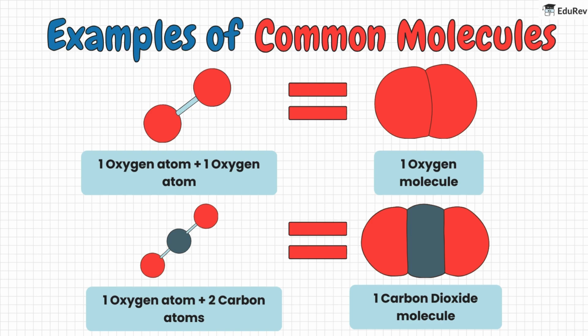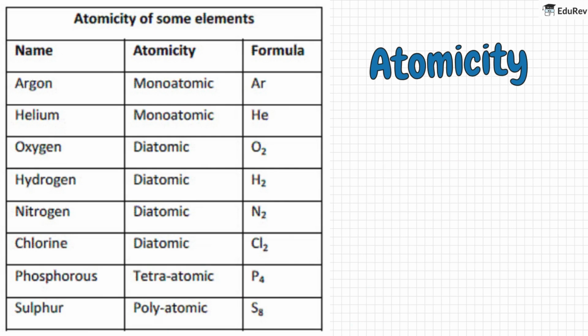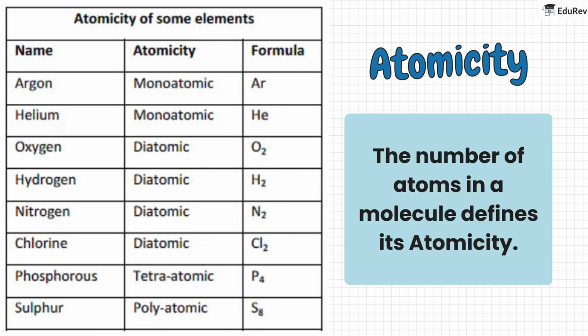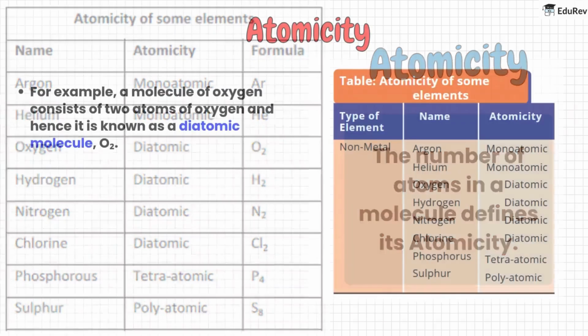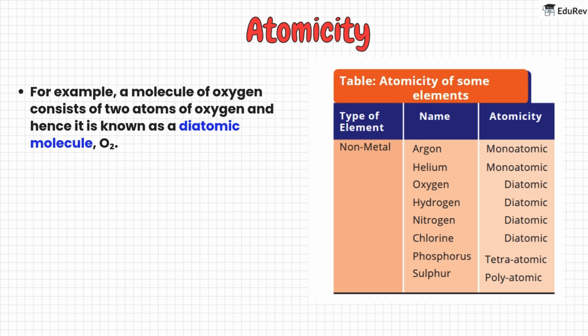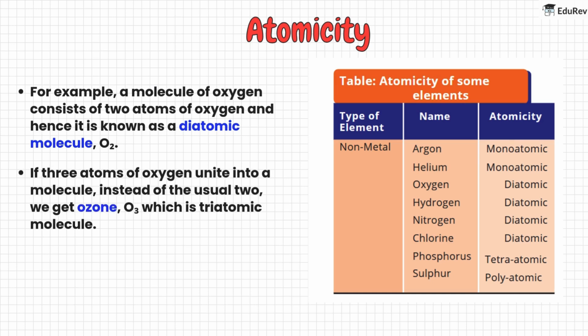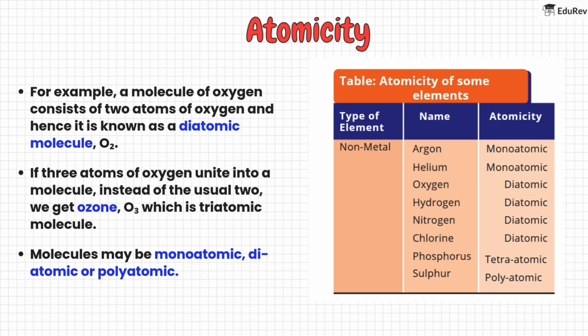Now, what is atomicity? The number of atoms in a molecule defines its atomicity. For example, a molecule of oxygen consists of 2 atoms of oxygen, and hence it is known as a diatomic molecule. If 3 atoms of oxygen unite into a molecule, instead of the usual 2, we get ozone, which is a triatomic molecule. Molecules may be monoatomic, diatomic, or polyatomic.